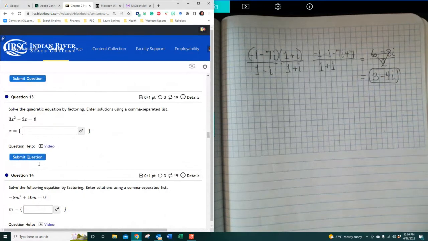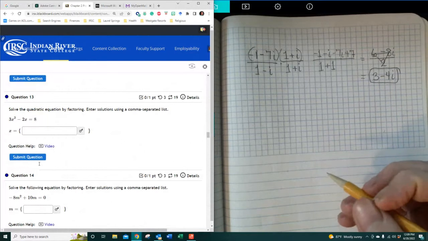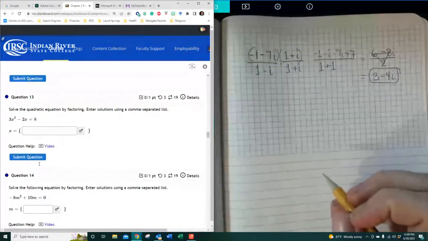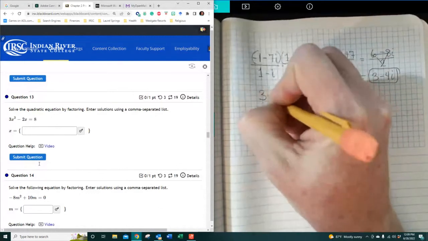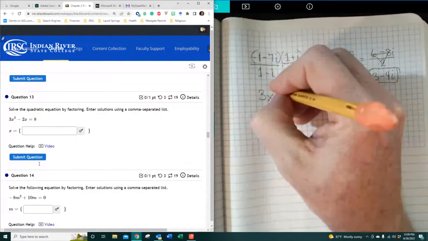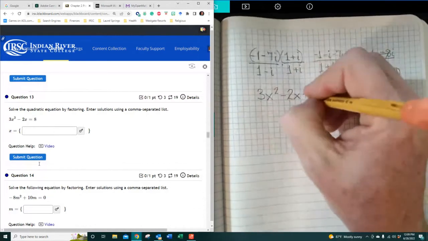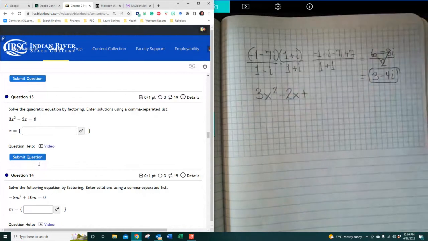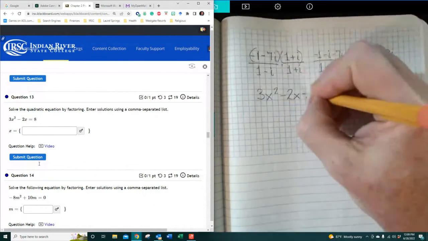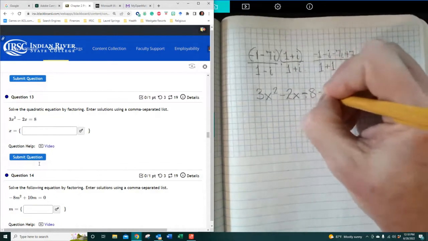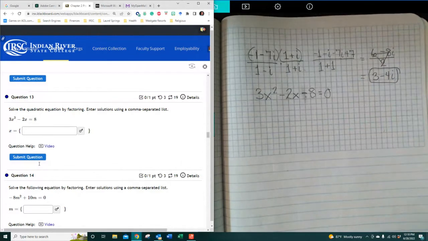Number 13. It says now solve the quadratic equation by factoring. Enter solutions as a comma separated list. All right, so what we're going to do is bring everything over to the right side of the, say right, but I meant left side of the equation. So bring on over the +8, which now becomes -8. And then I have the following.